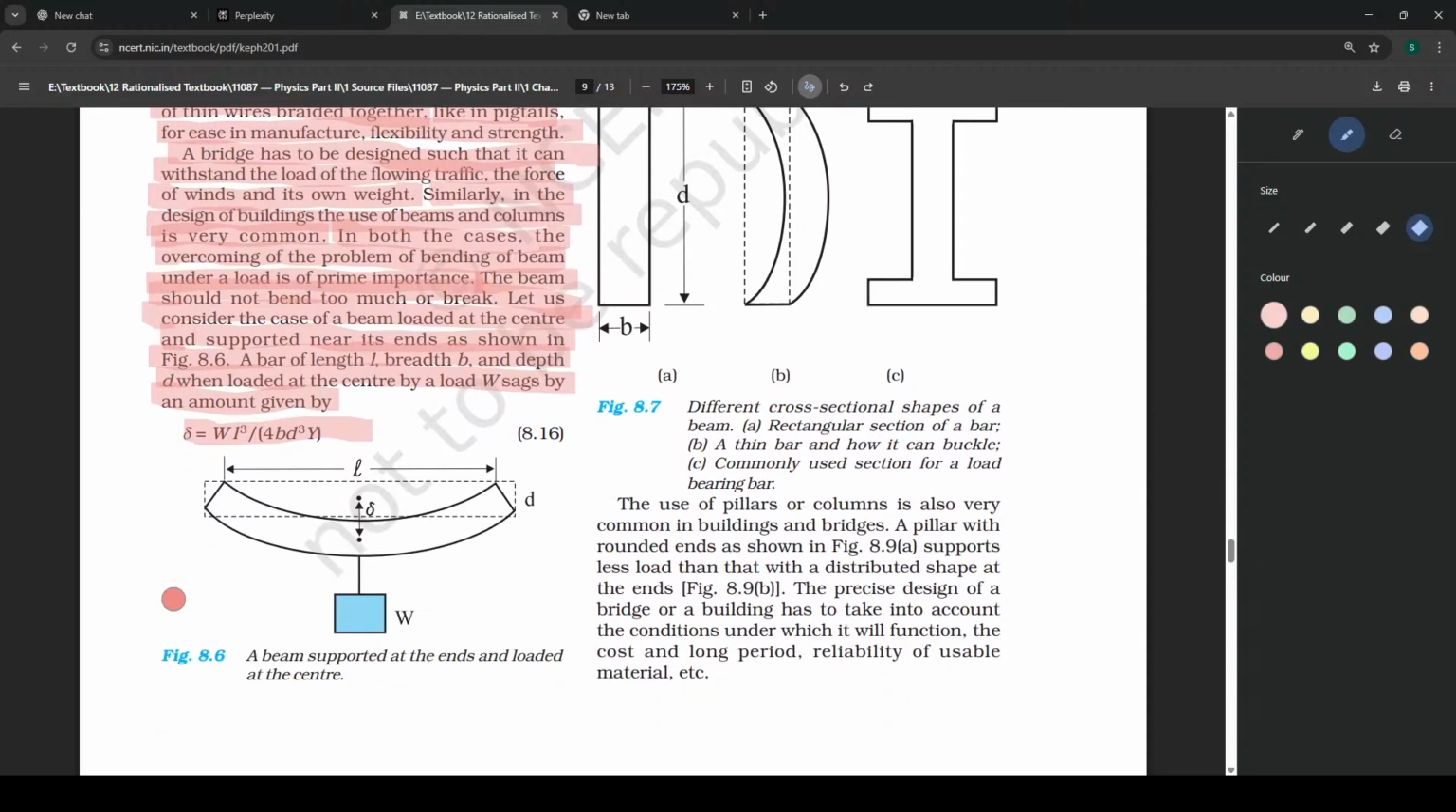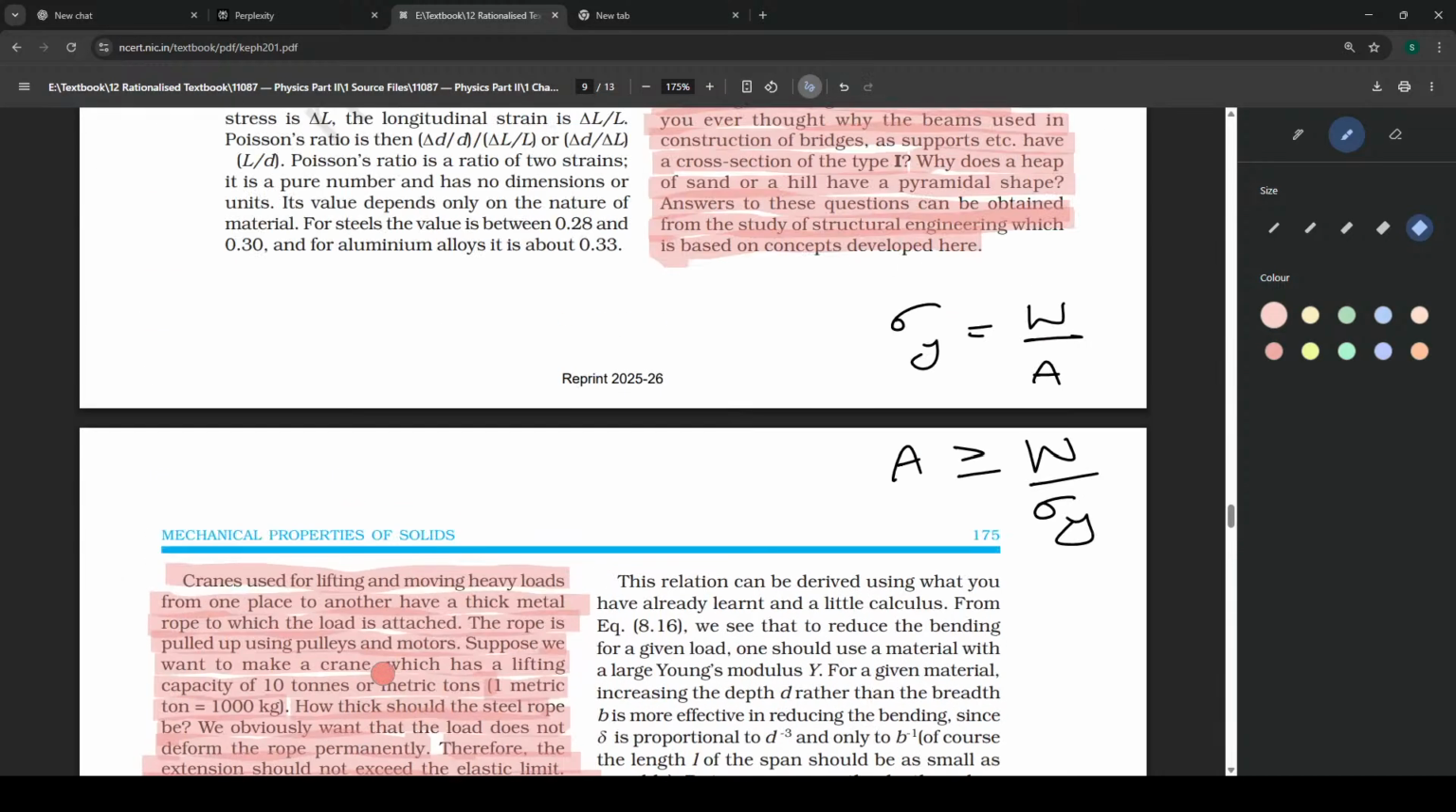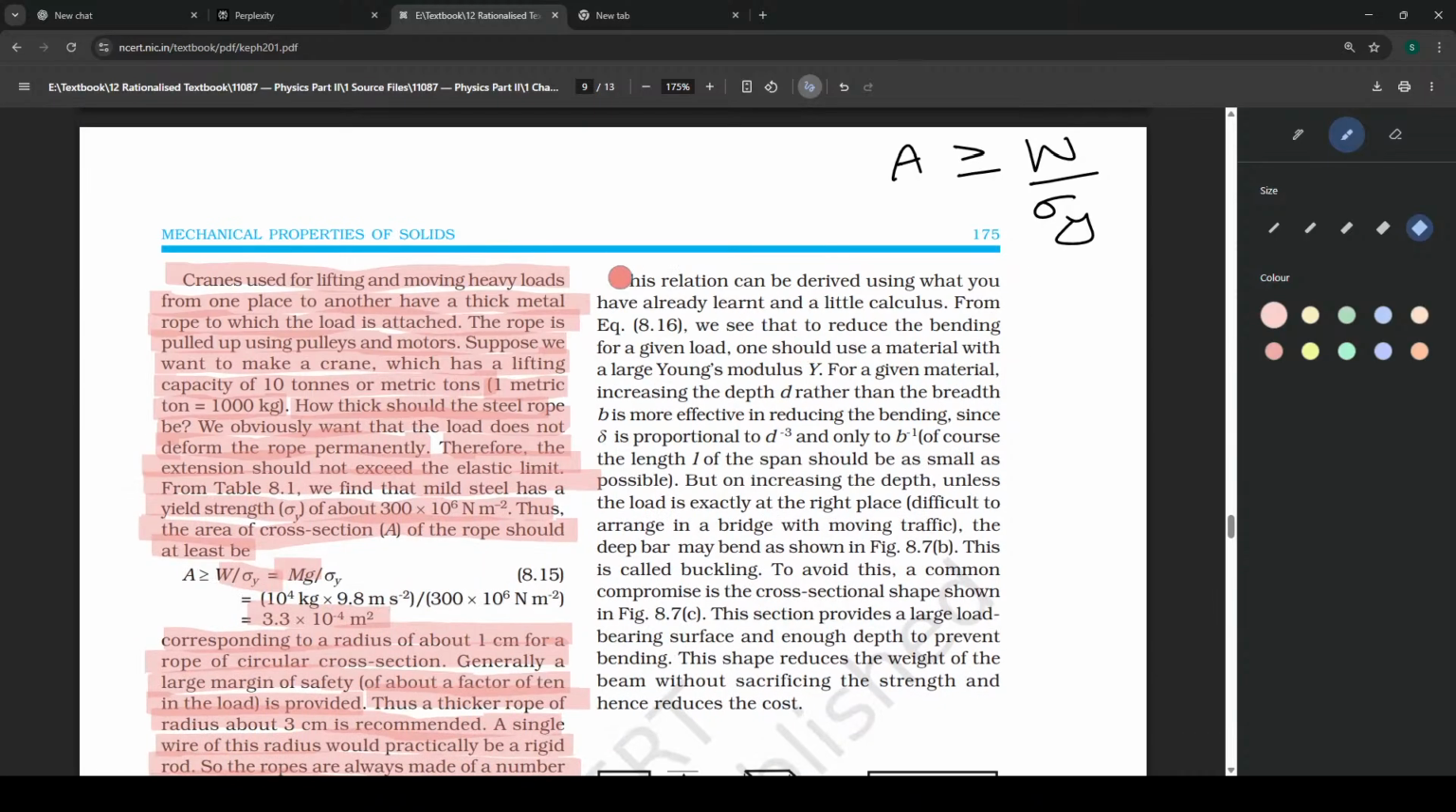They just gave the formula. The formula is W L cubed by 4 B D cubed times Y, for a beam supported at the ends and loaded at the center. That is the formula given here. This relation can be derived using what you have learned and a little calculus.